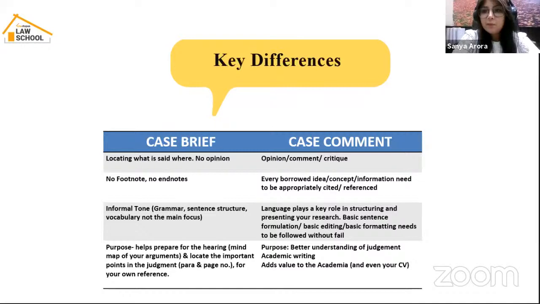And finally, the purpose, the utility of the brief is at the time of hearing. So you can substantiate your arguments with exactly the location of that point in the judgment or in the document, in the file that you're referring to. So to make it easier for you to make an argument at the time of hearing is the main purpose for the brief. On the other hand, there are various purposes for case comments, as Varshika will tell you.